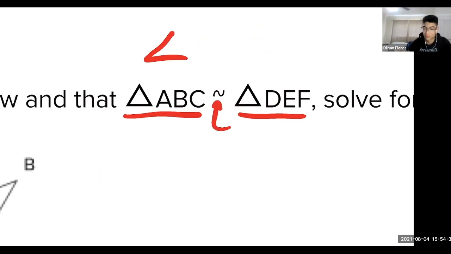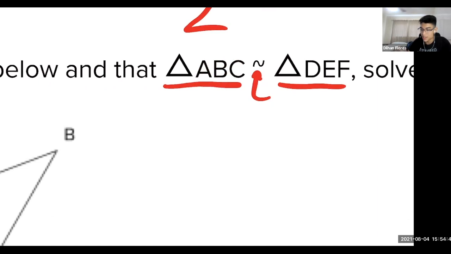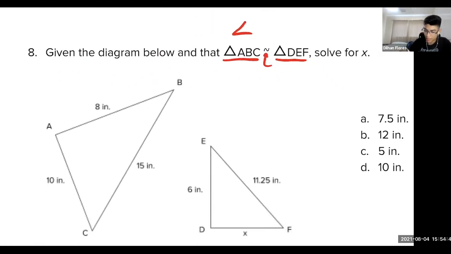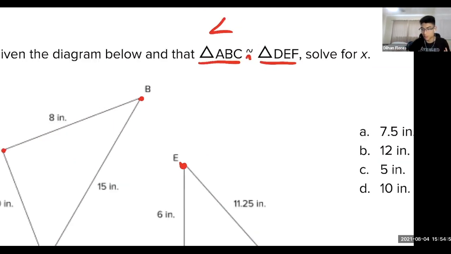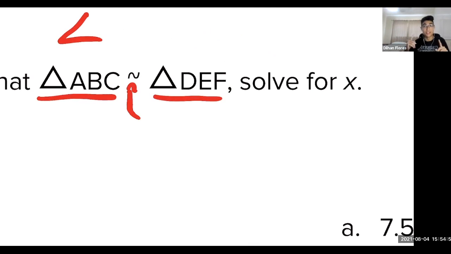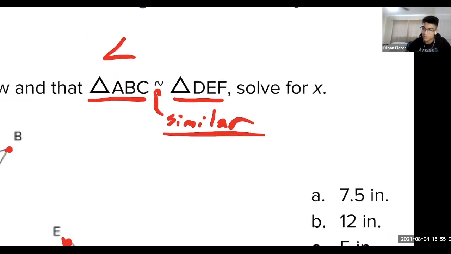Triangle DEF. Perfect. So when they say triangle ABC, they mean the triangle with points A, B, and C is whatever to triangle DEF. Okay. So what is that whatever? What is that little squiggle? This is a really cool property called similar. So this little guy means similar. All right. So that means triangle ABC is similar to triangle DEF.